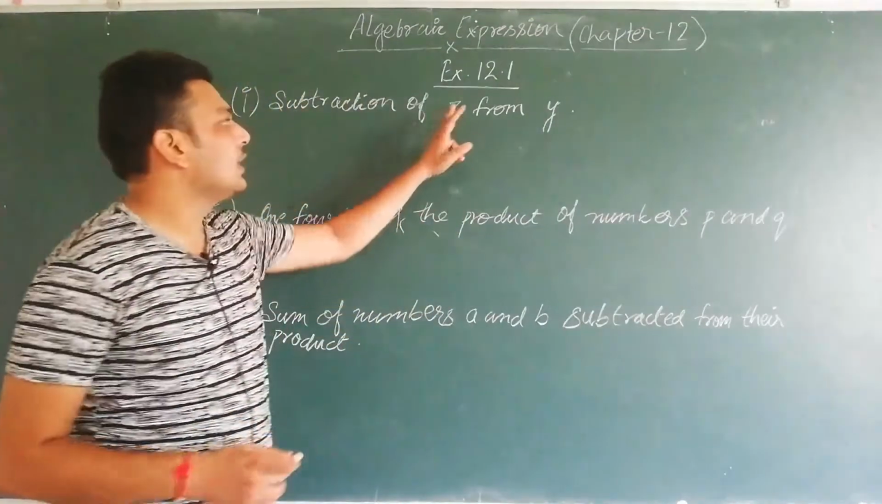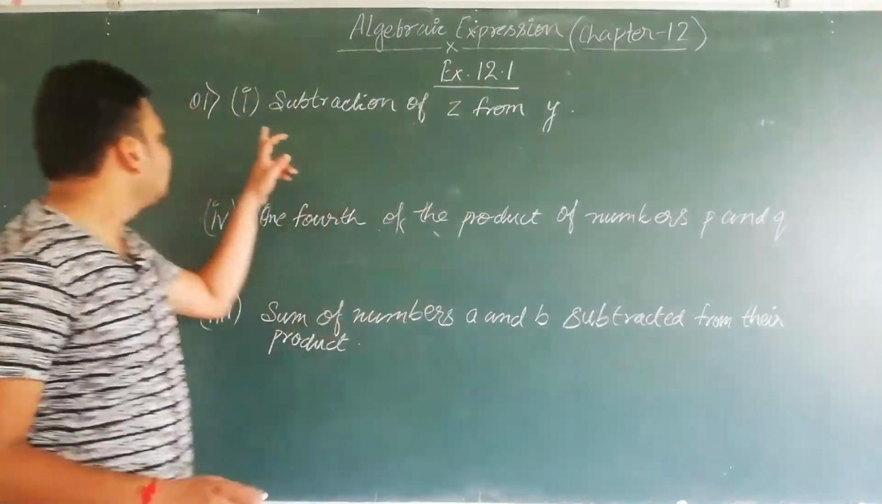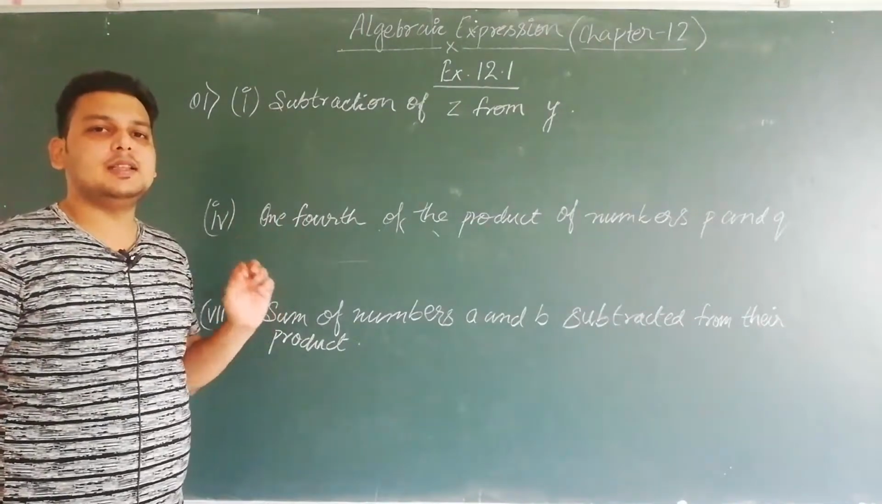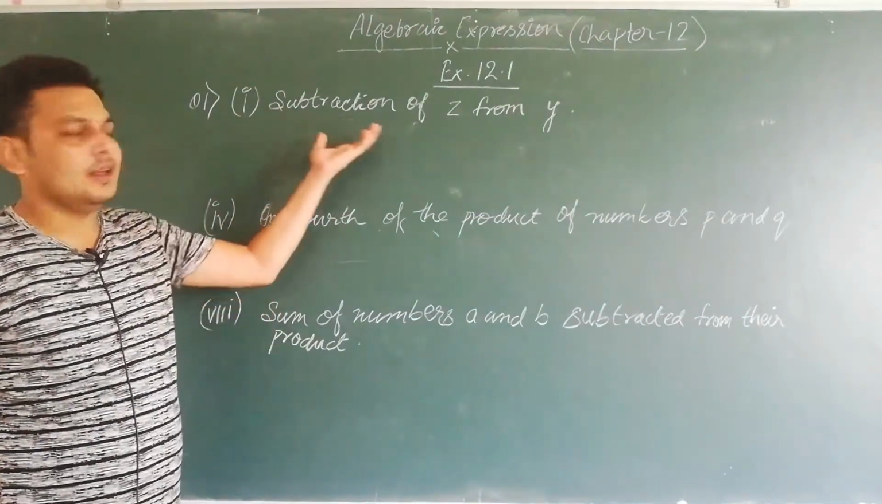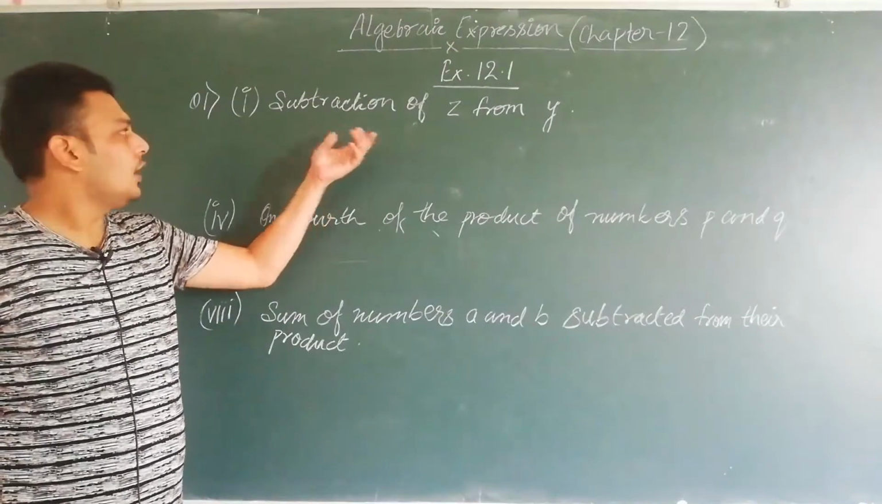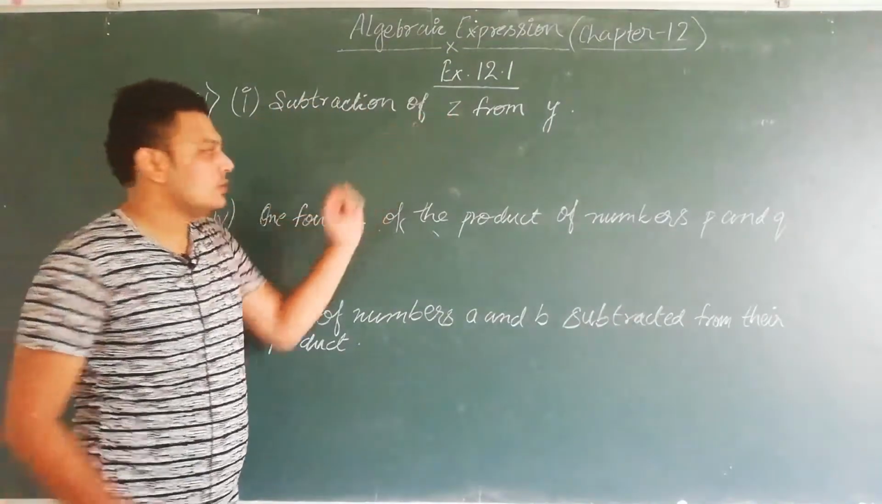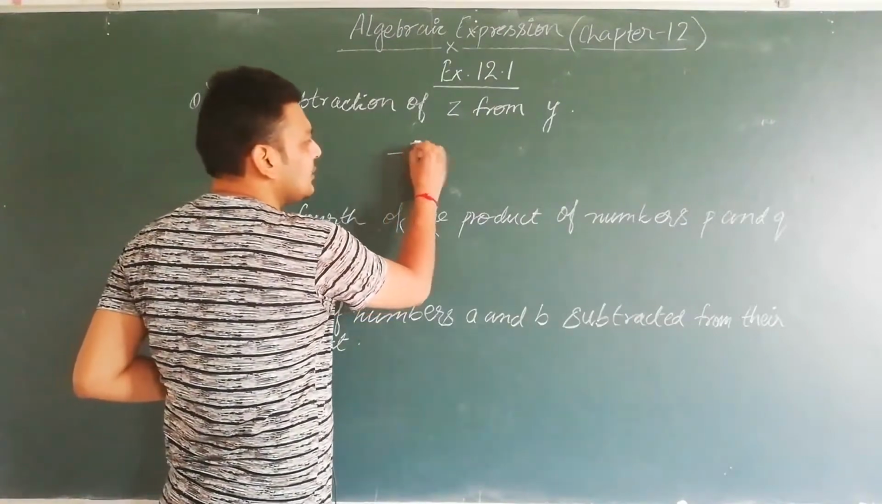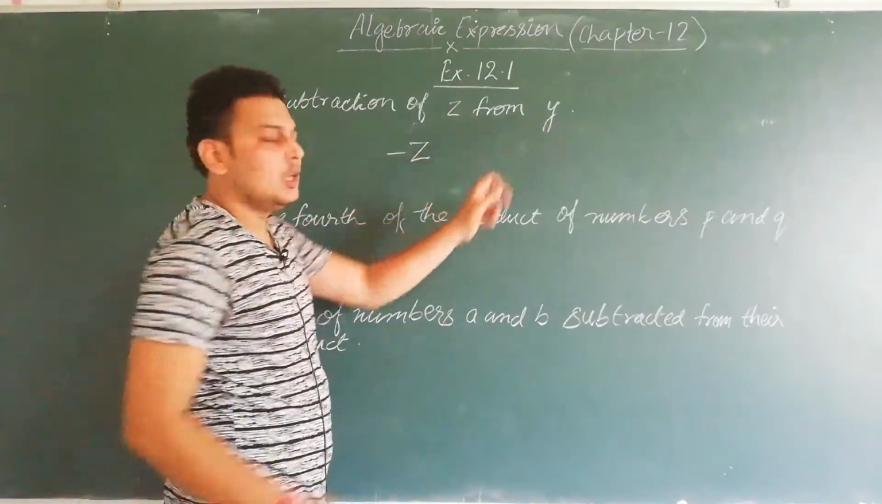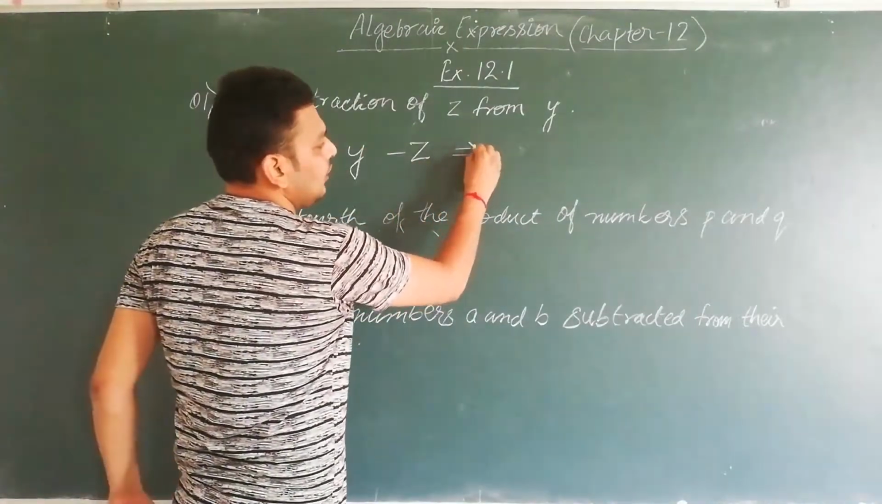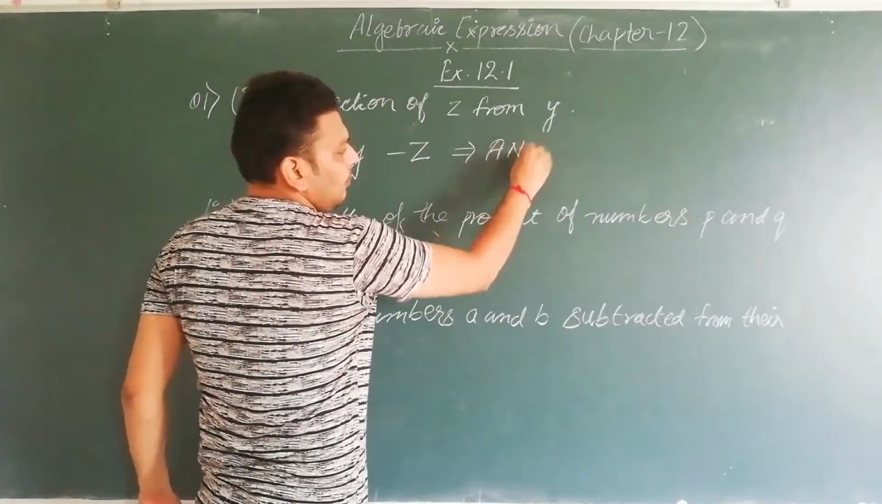Now moving to exercise 12.1, question number 1, part 1. In this question we have to write the expressions for the given word problems. Okay, the first question says subtraction of z. Subtraction of z means minus z from y. So we have to write y in front and this is the expression we have to develop.